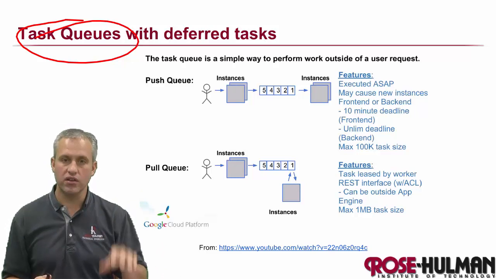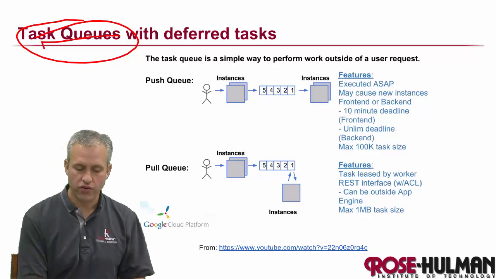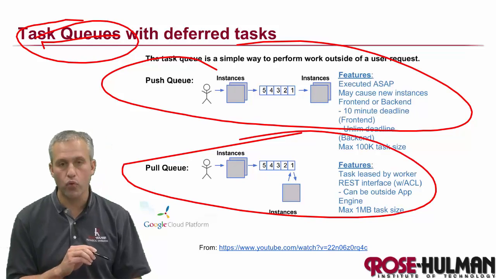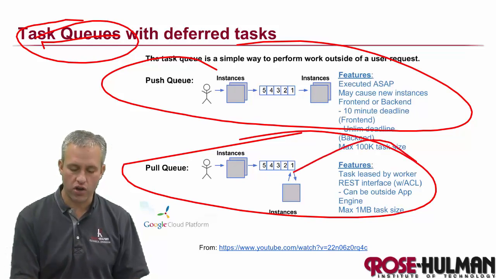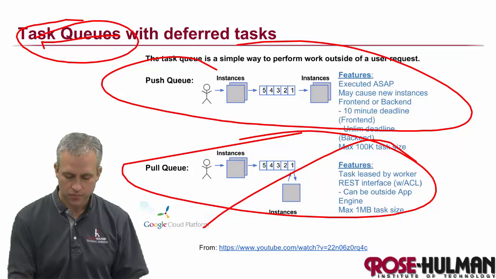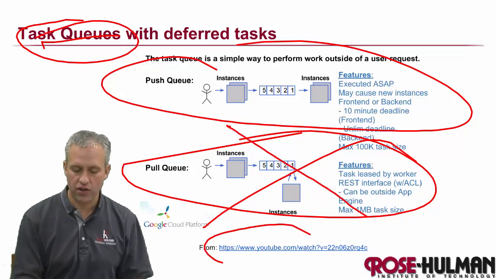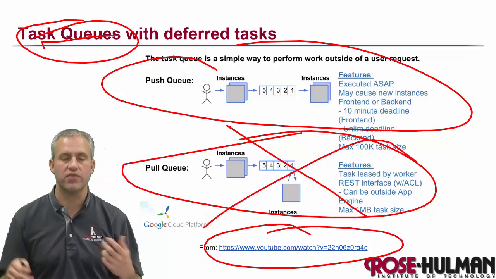The way Google does this is with task queues. There are two types of task queues. There's a thing called push queues and pull queues. We are going to talk only about push queues. And there's a lot of good ways to learn about them. So there's a video link here if you want to learn the basics of task queues with Google App Engine.